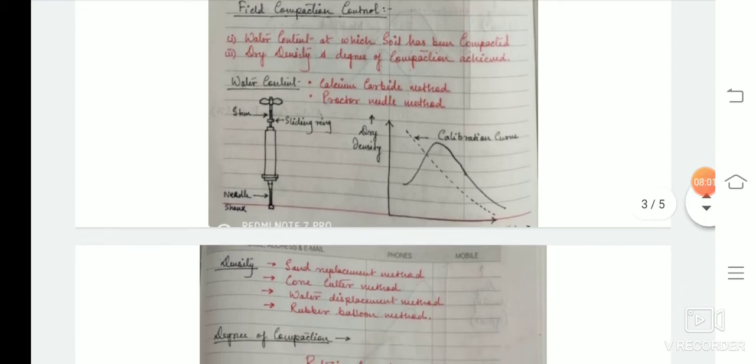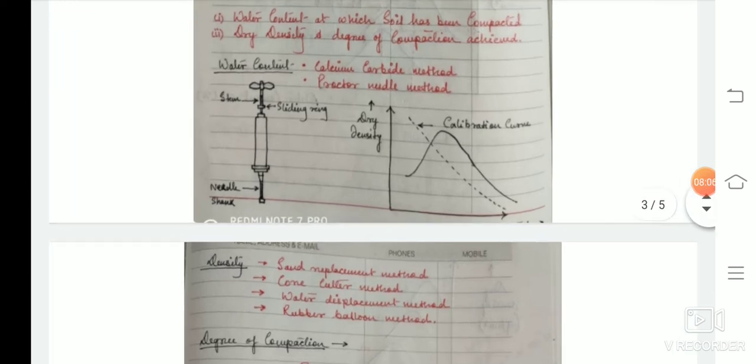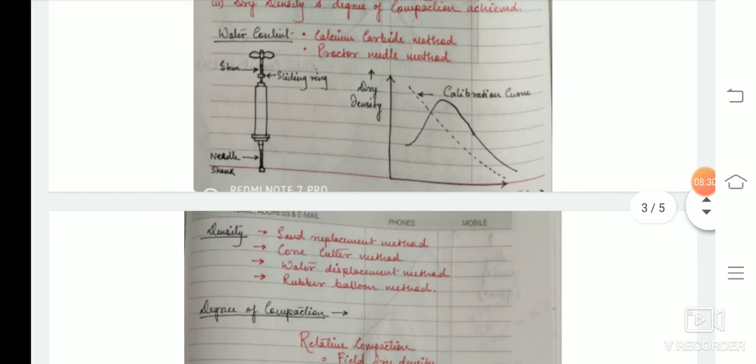To use the needle in the field, a calibration curve is plotted in the laboratory between the penetration resistance as the ordinate and the water content as the abscissa. The laboratory penetration resistance is measured by inserting the proton needle in the compacted soil in the proton mold. The penetration resistances corresponding to various water contents are noted at the end of each proton compaction, and the calibration curve is plotted. This curve is mainly used to determine the placement water content.